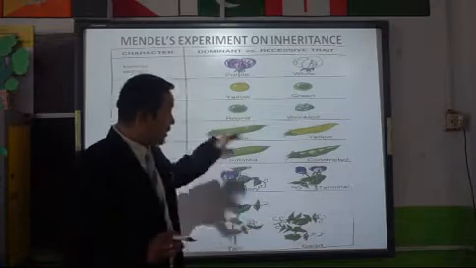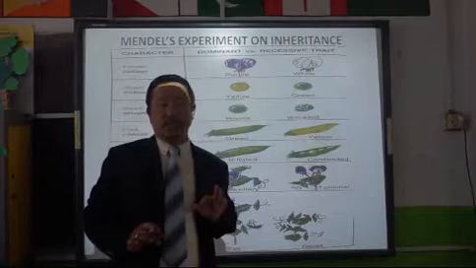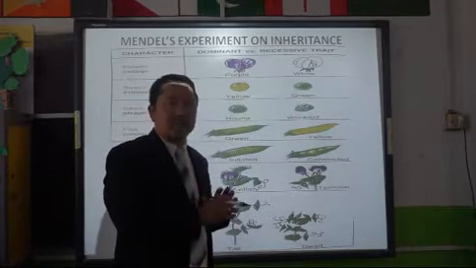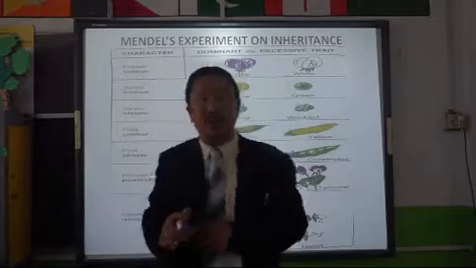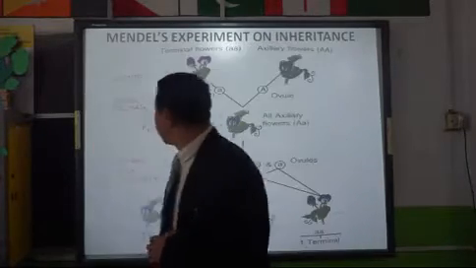In all the crosses, in all the experiments, he found the same result. So what was the result? What did he find? Let us now do it with the help of an example given in the book also. See this one.